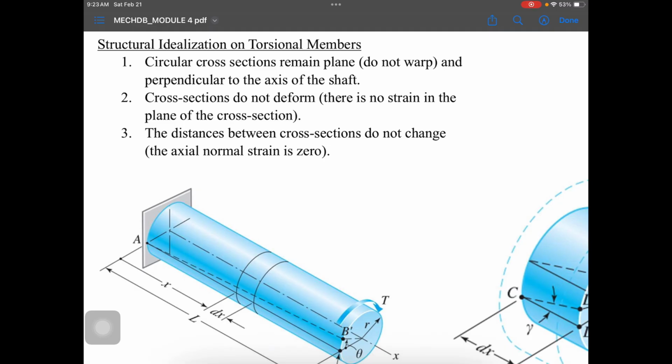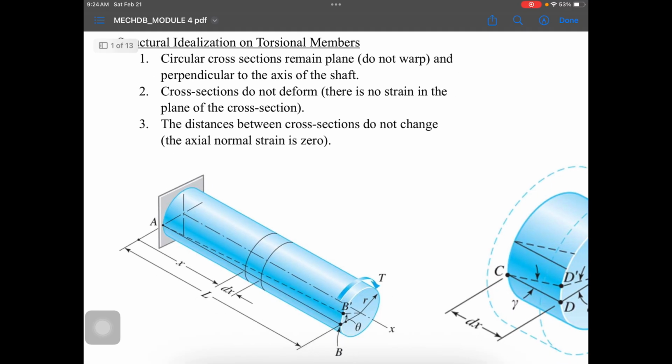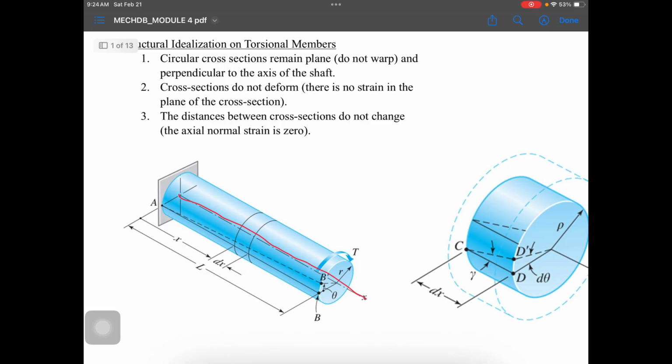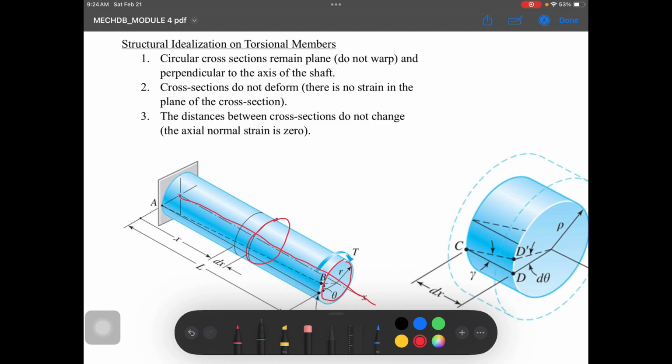So, meron tayong tinatawag na idealization, structural idealization, para, kumbaga, ma-analyze natin mathematically yung mga situations natin. So, number 1, circular cross-sections remain plane and perpendicular to the axis of the shaft. So, if this is your shaft, ito yung axis niya, longitudinal axis. So, yung cross-section ng torsional element mo is ito. And kung hatiin mo siya dito, ito yung cross-section niya. If hatiin mo siya dito, yan yung cross-section niya. So, these cross-sections daw, they remain plane. So, flat lang sila and they don't warp.